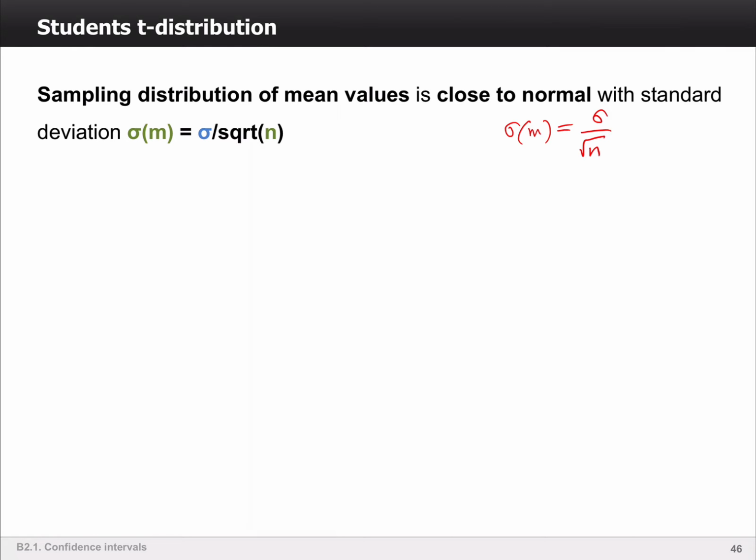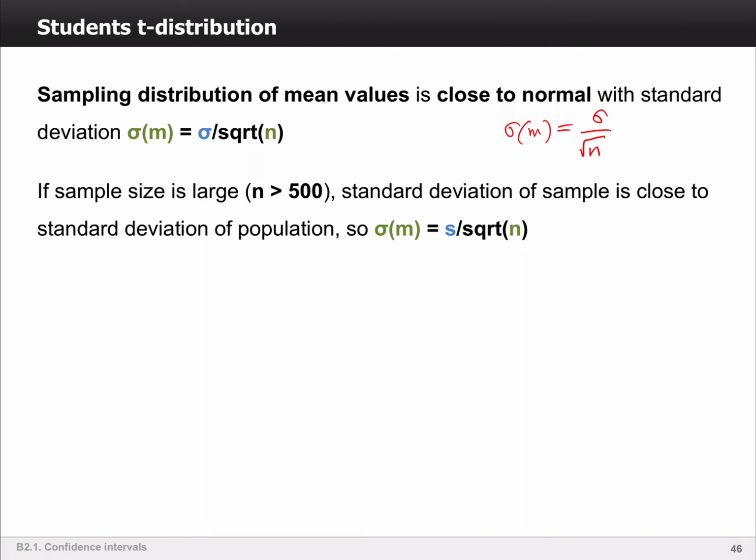The problem with this is that we need to know sigma. We need to know the standard deviation for the population, which usually we never know. Okay, so if the sample size is large, then the standard deviation of your sample can be quite a good estimate for the standard deviation of your population. And in this case, you can substitute this formula with s over square root of n, where s is your sample standard deviation. But what to do if the sample size is small?